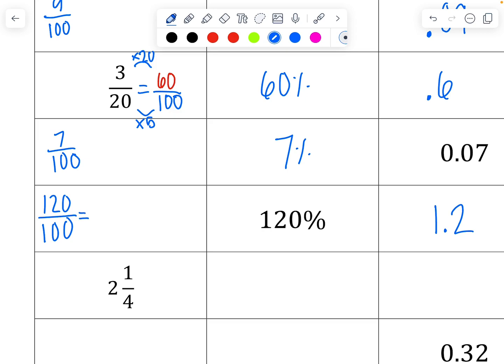So I know 100 goes into 120 one time. So my whole number is 1. And I have 20 left over, and my denominator stays the same. So 1 and 20 over 100.